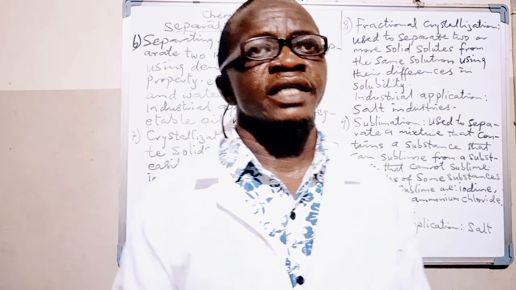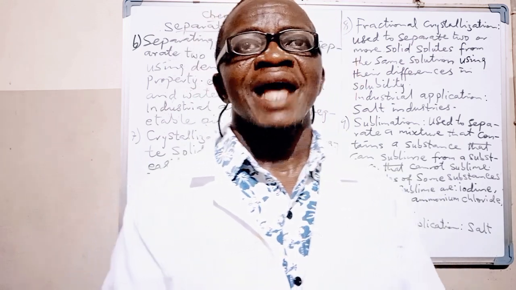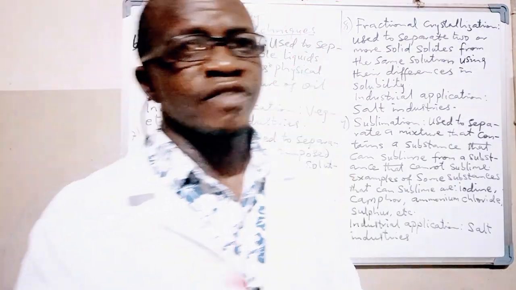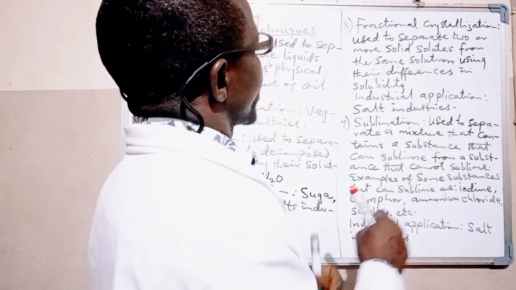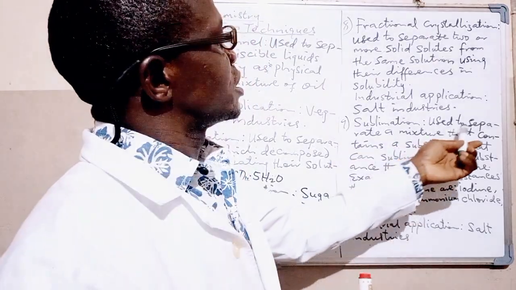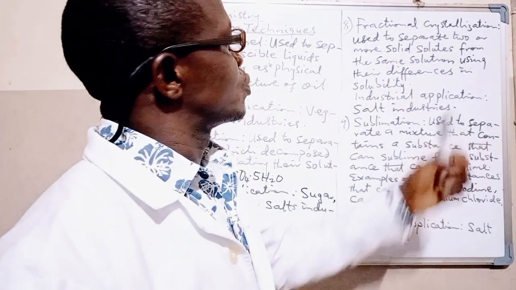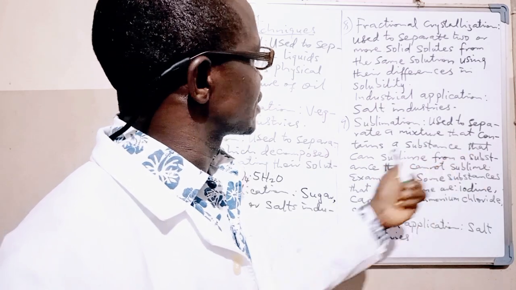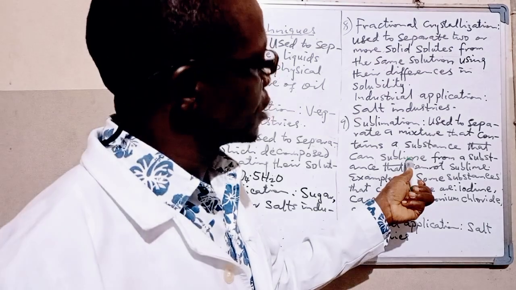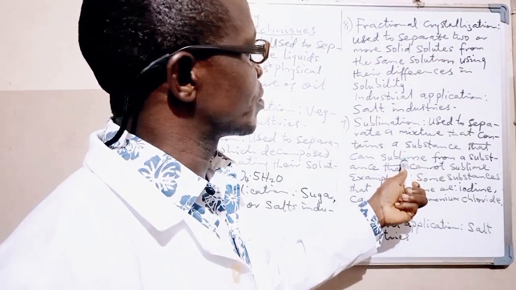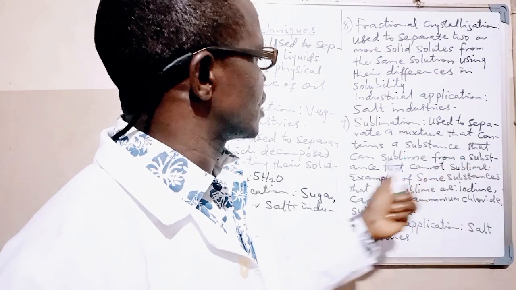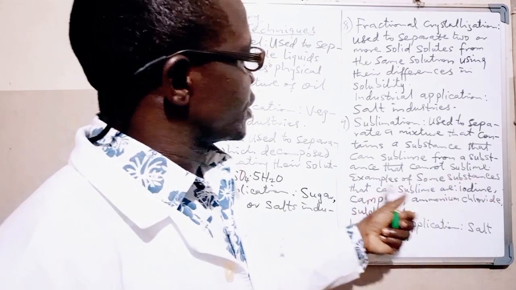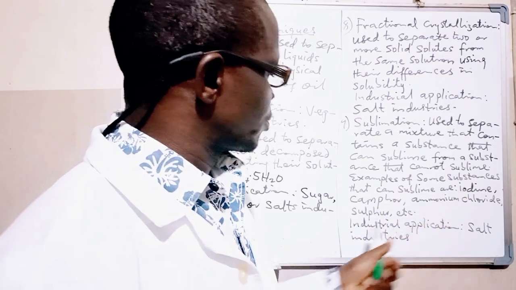So camphor is an example of a substance that sublimes. Ammonium chloride is another example. Iodine is another example. Sulfur is another example. There are many. I've given you how many? Four. Okay, so sublimation is a method used to separate a mixture that contains a substance that can sublime from a substance that cannot sublime. Those examples I mentioned are substances that can sublime.